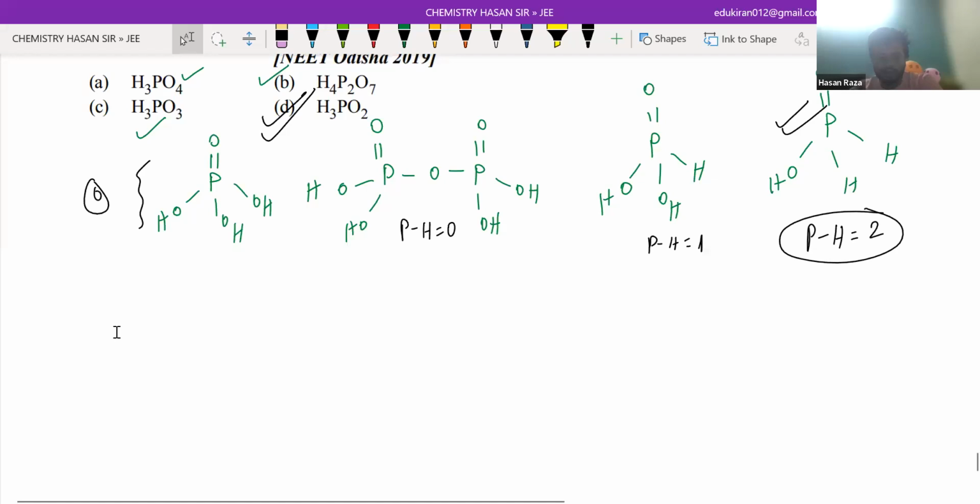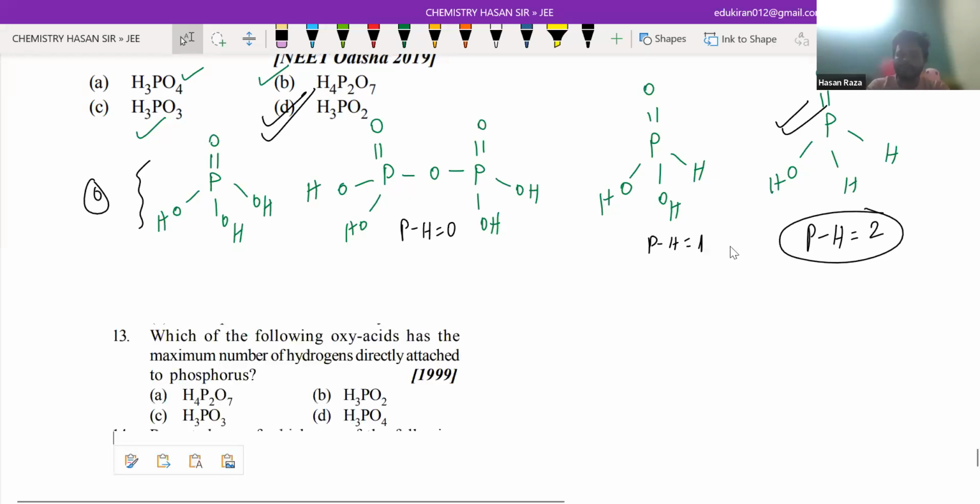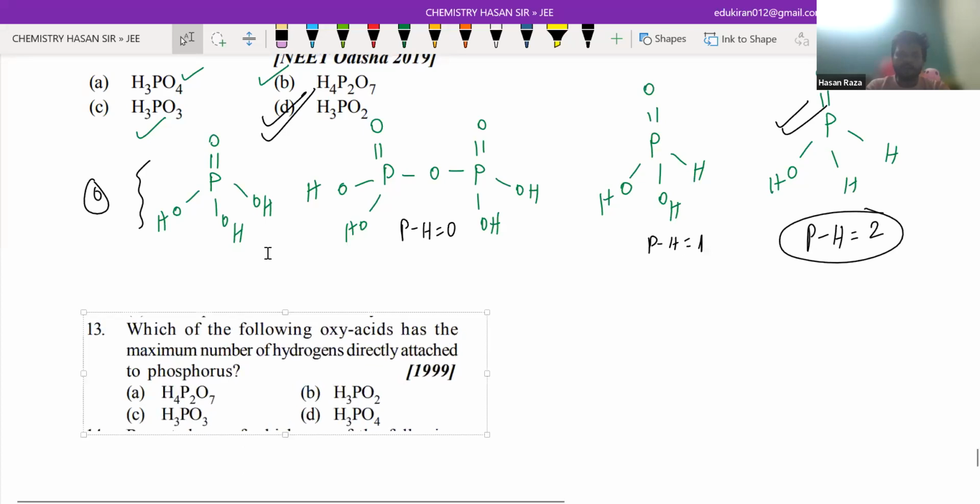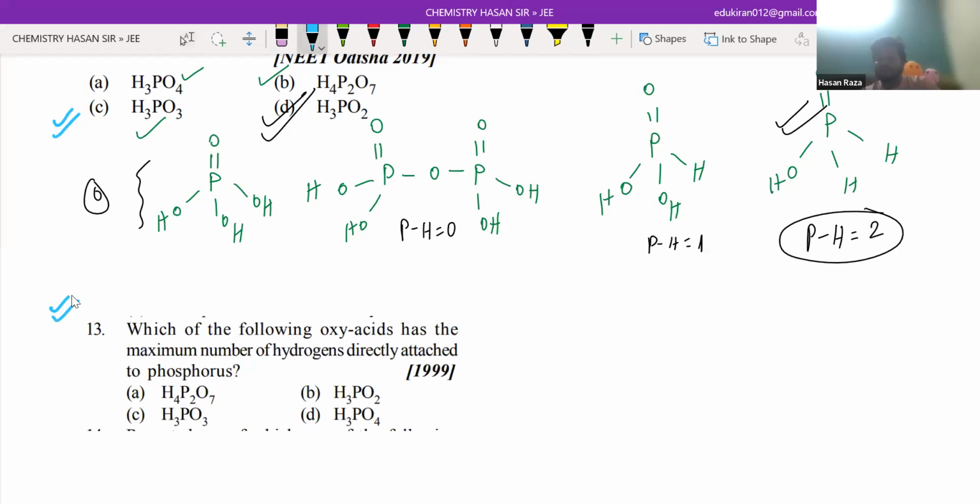The question is similar. You can see only the year changes, but the question is the same. In here, they ask you about the strongest reducing property, and here it has been directly asked: the maximum number of hydrogens directly attached to phosphorus.